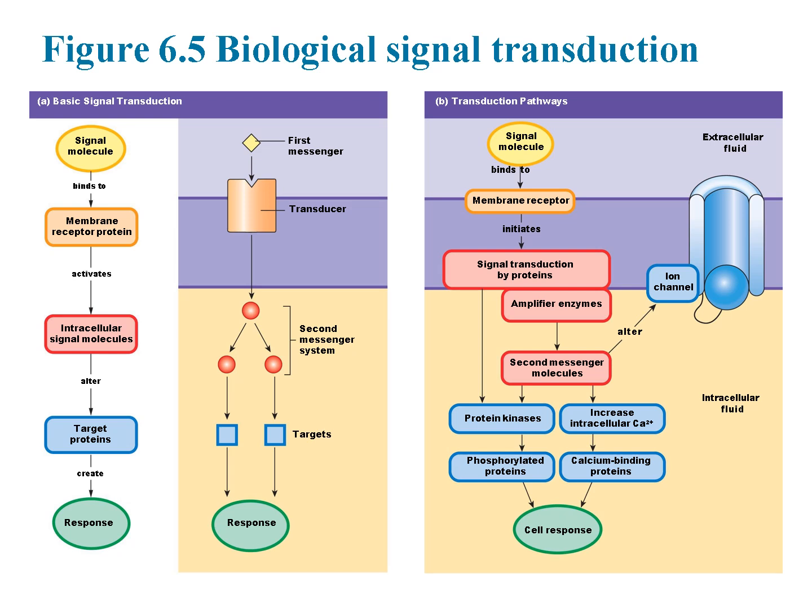On the right, for panel B, we see a more detailed view of signal transduction pathways. After the signal molecule binds to the membrane receptor, it initiates a cascade involving signal transduction proteins and amplifier enzymes. These enzymes produce large quantities of second messenger molecules, amplifying the original signal. Second messengers like calcium ions or cyclic AMP can activate various cellular pathways. For example, they may activate protein kinases, which phosphorylate target proteins, or they may increase intracellular calcium levels.